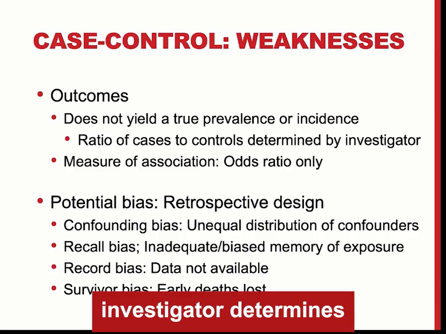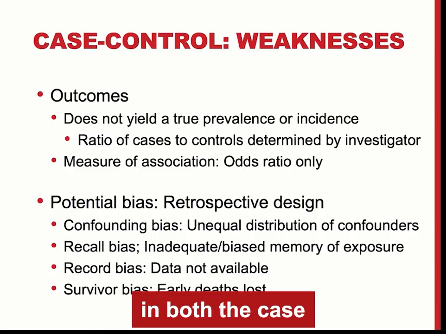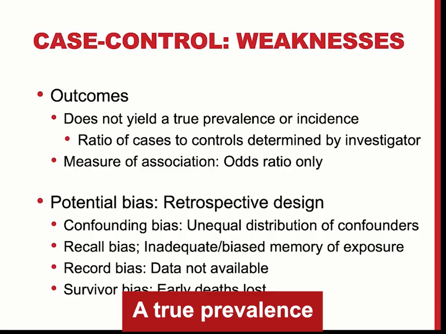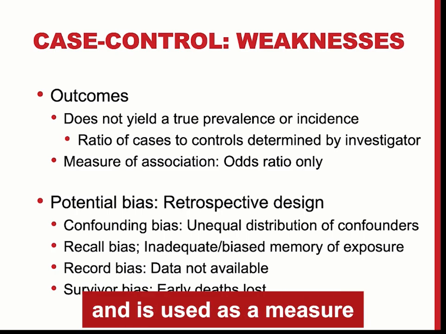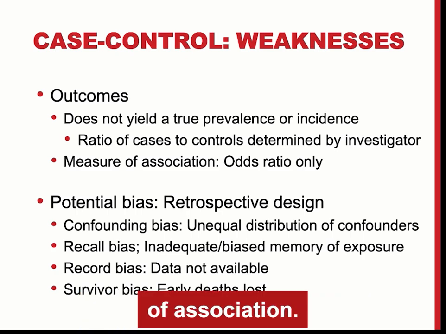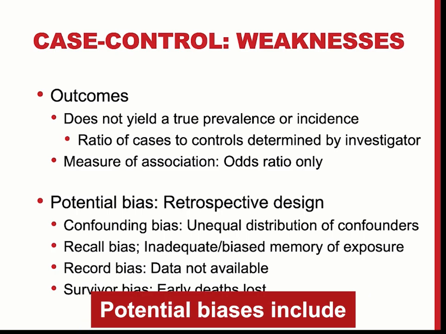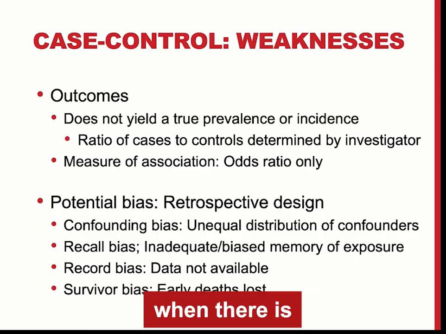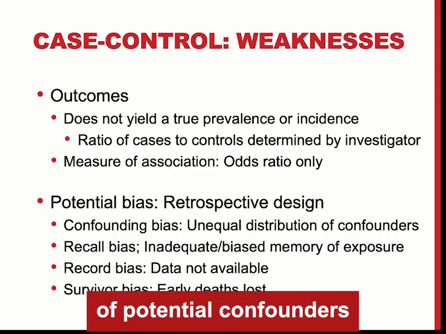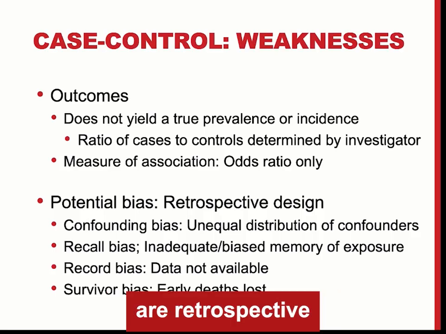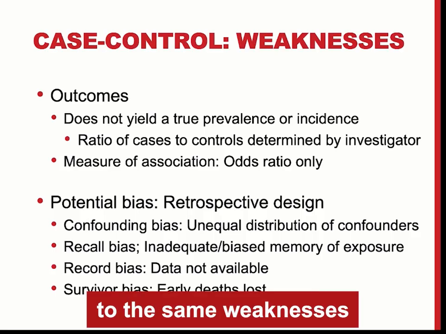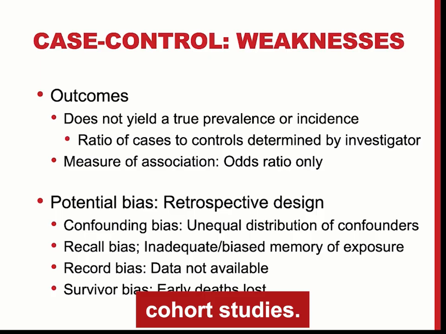Because the investigator determines the number of patients in both the case and control groups, a true prevalence or incidence cannot be calculated. An odds ratio does not depend on prevalence and is used as a measure of association. Potential biases include confounding bias when there is an unequal distribution of potential confounders in the cases and control. Case control studies are retrospective and are subject to the same weaknesses as retrospective cohort studies.